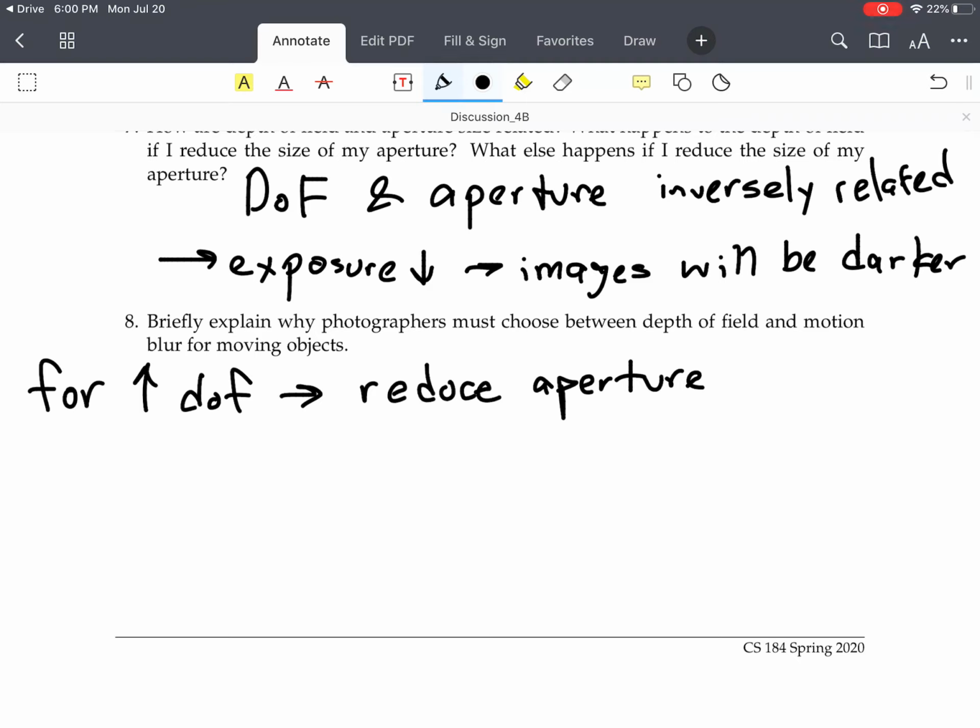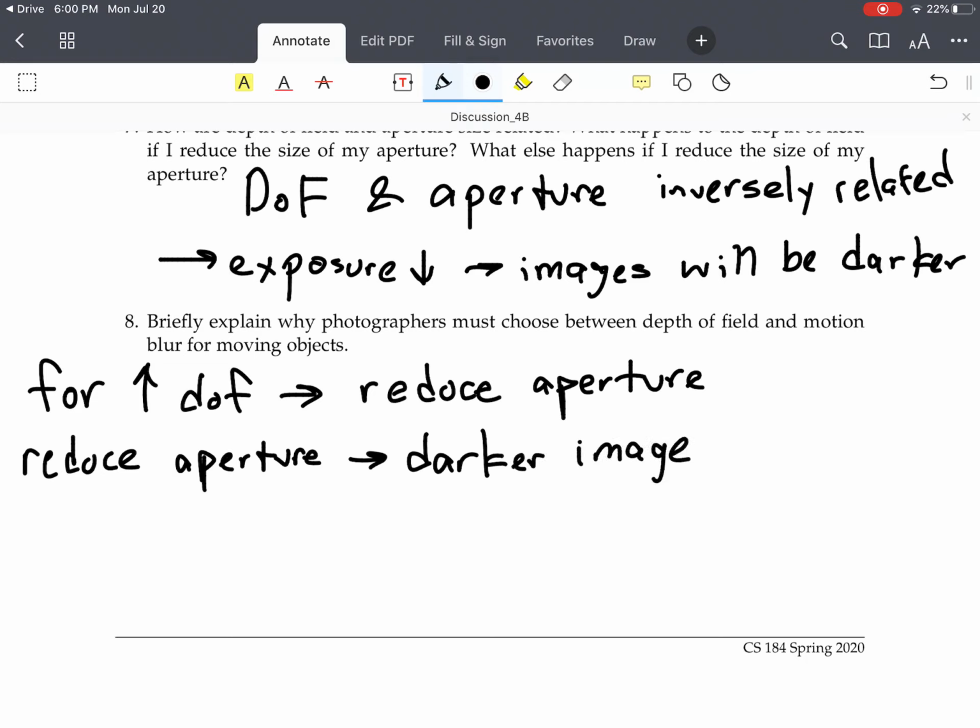But as we just talked about, reducing the aperture leads to a darker image, right? Because the exposure goes down. Less light is reaching the sensor, and so we're going to have an overall darker image. Okay, so now we went ahead and got a better depth of field, a bigger depth of field, but at the same time we now have a darker image as a trade-off for that, right?